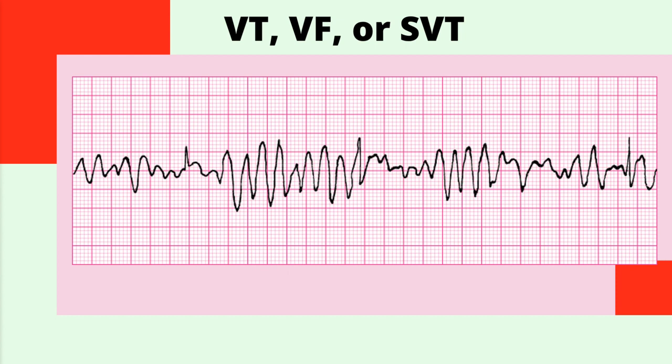How about this one? Looks torsades-y, but is it? Nope, not torsades. It is another example of coarse VFib. There's no symmetry. There's no equality. There's nothing that is a repeating rhythm at all here. It's just a squiggly line.